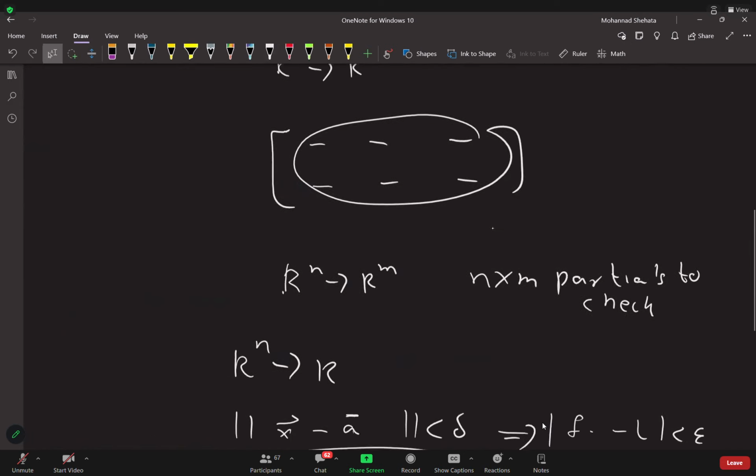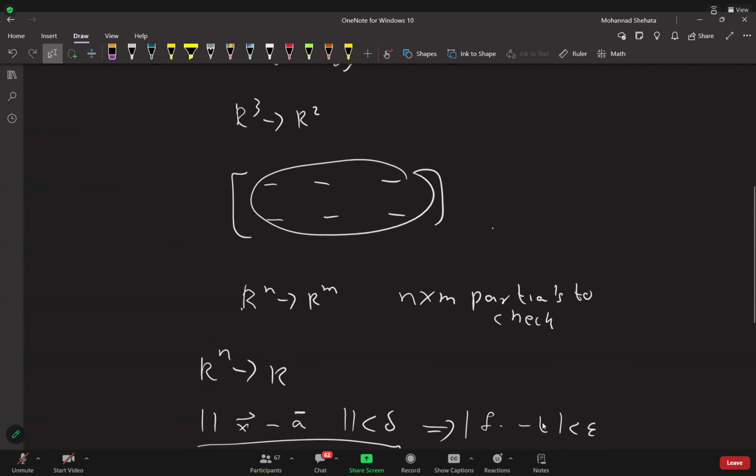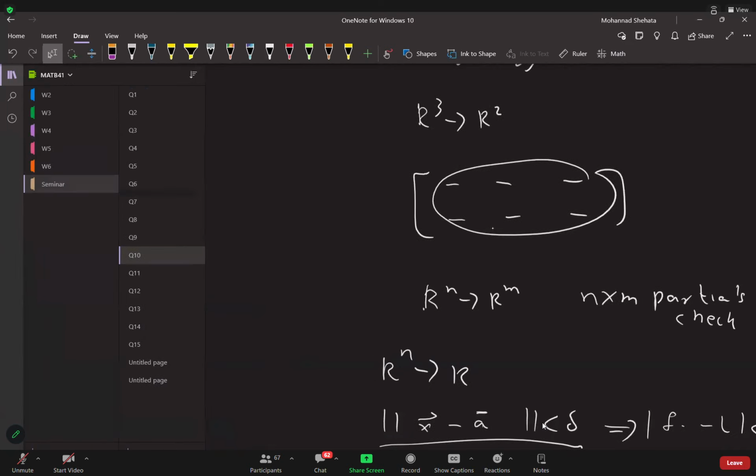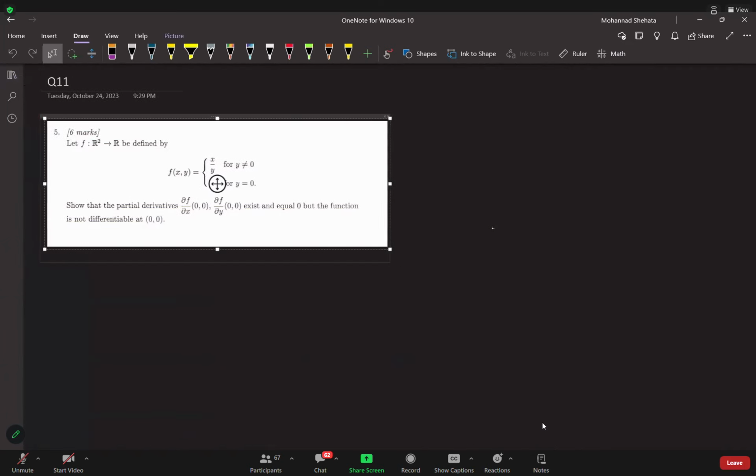Okay, any other questions? Okay, let's move on to the last question. The last written question, at least. So I want to show that the partial derivatives with respect to x and with respect to y exist and equal 0, but the function is not differentiable at (0,0). So let's write this down. Let's write the definitions down.